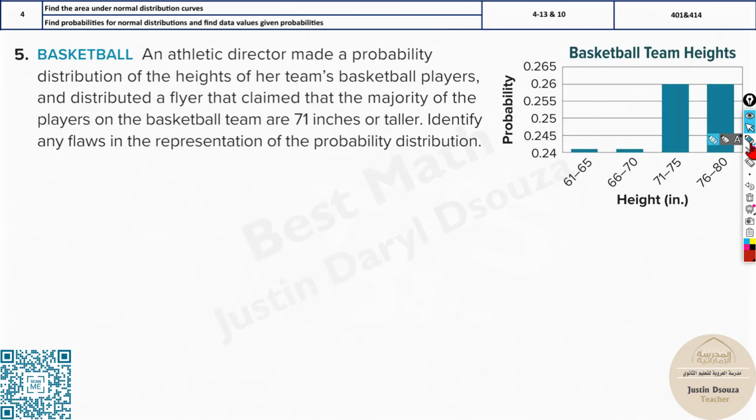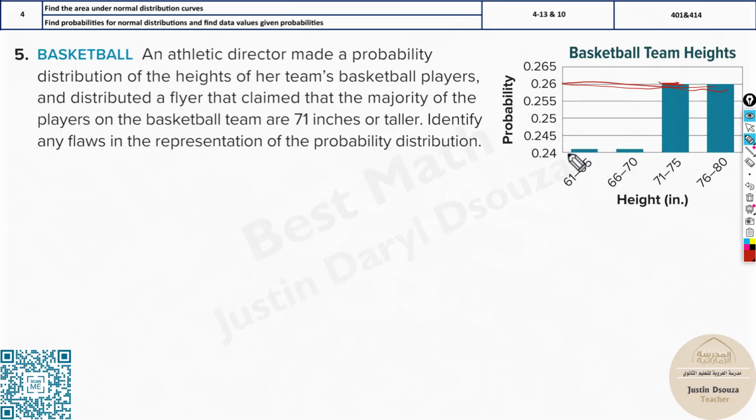Another problem, here they have told an athletic director made a probability distribution of the heights of her team's basketball players and distributed a flyer that claimed that the majority of the players on the basketball team are 71 inches or taller. Is that true? Identify any flaws. Now look here, these are the probabilities, right? 71 to 75, you can see it is so high, isn't it? And even over here, 76 to 80.